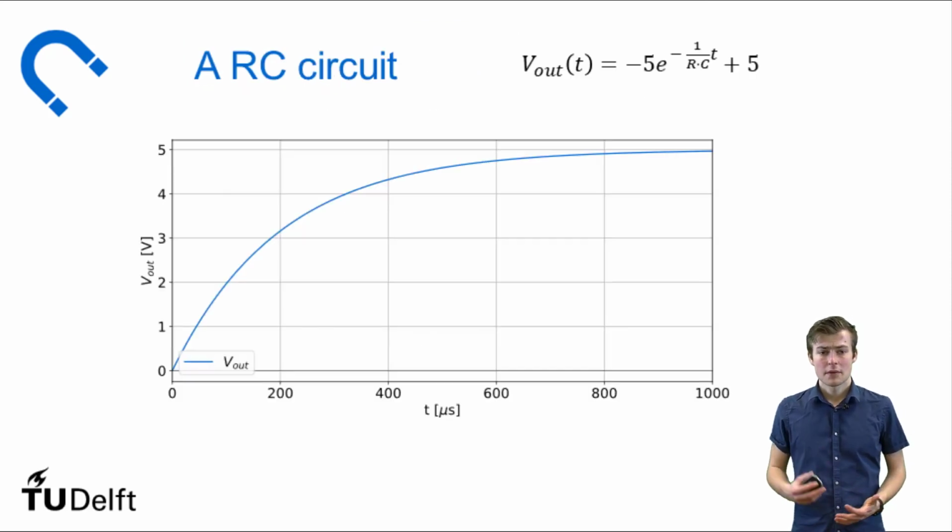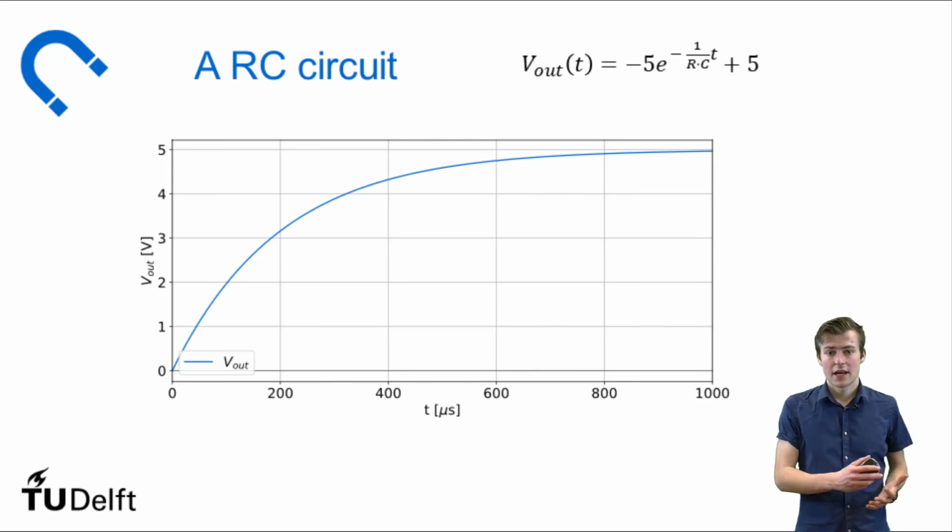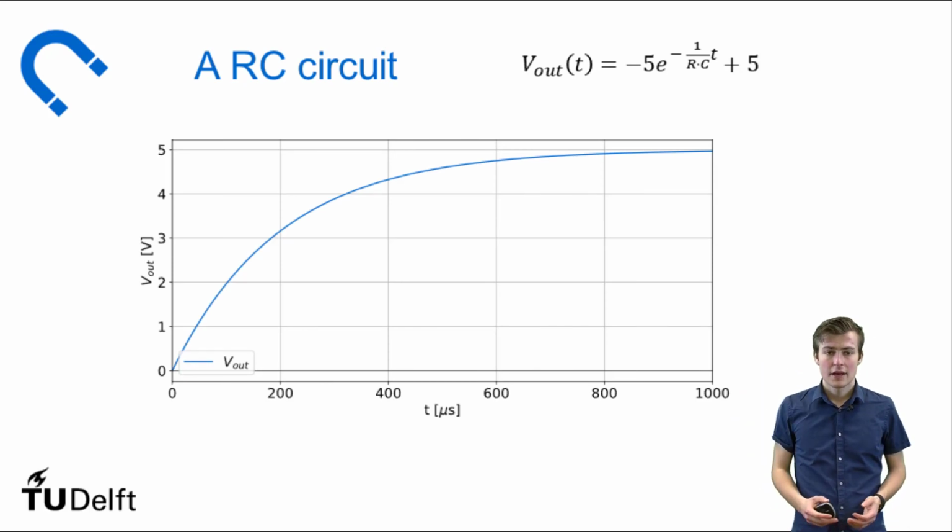If we plot it against time, we can see it starts at 0 as we expected, and then it goes up to 5, and it will stay there.